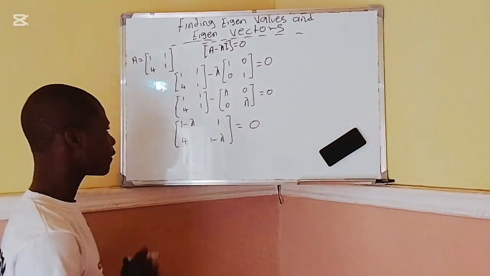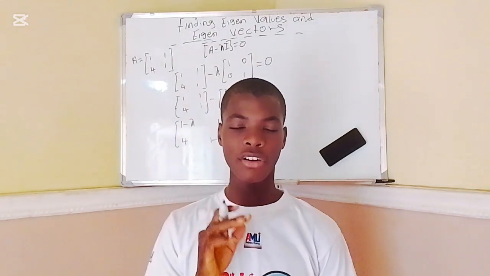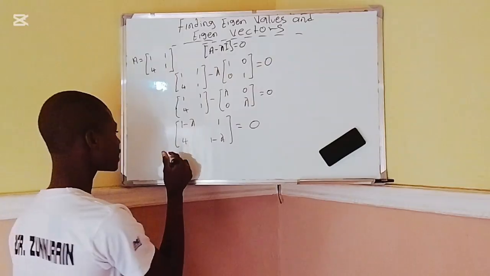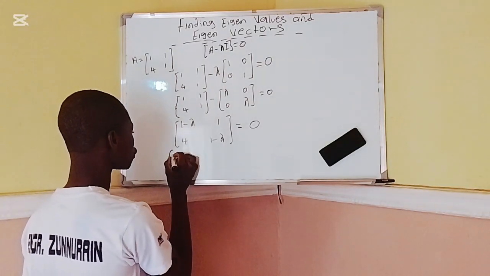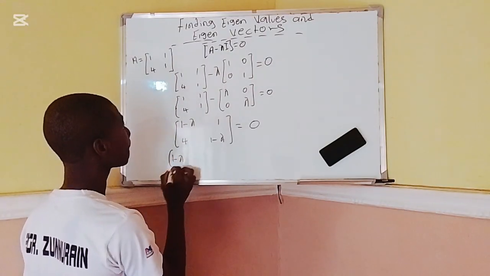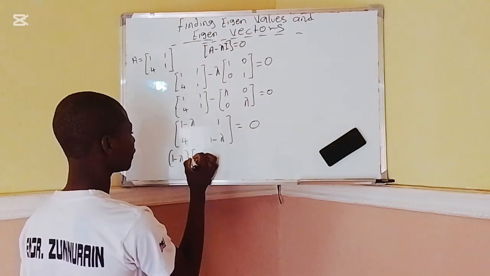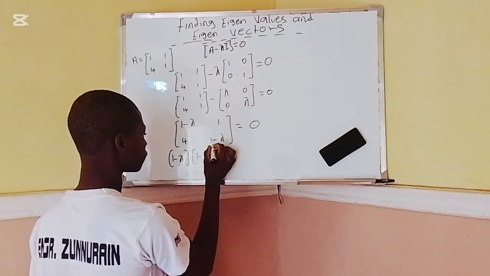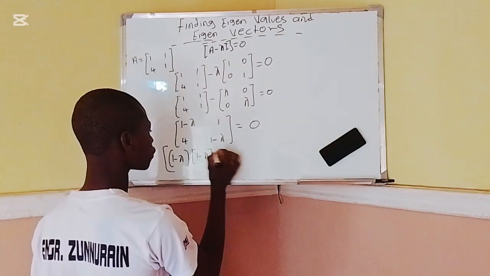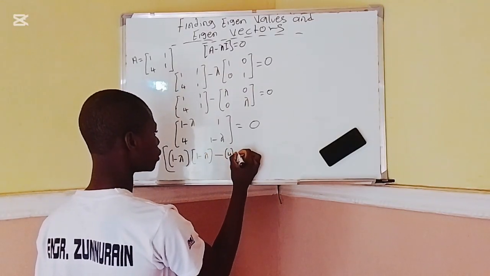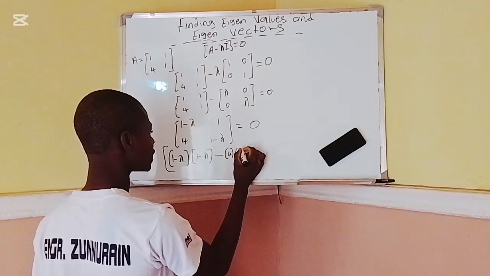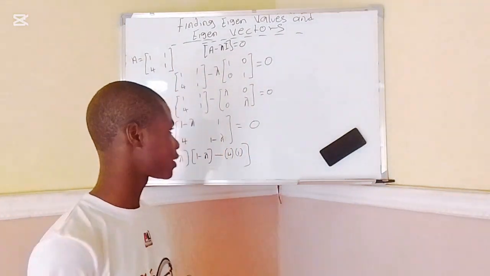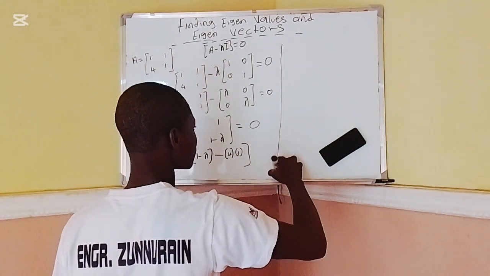So I have to find the determinant of this matrix. How can I find the determinant? I say 1 minus lambda multiplied by 1 minus lambda, minus 4 multiplied by 1. So this is how you can find the determinant of a 2 by 2 matrix.